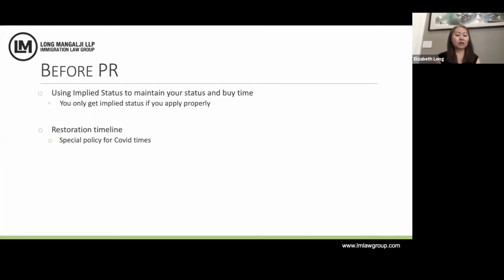Okay, there is a special policy for COVID so that if you lose your status right now, you have until the end of the year to file the restoration. Normally it's 90 days, but right now it's until the end of the year, if you have lost your status after January of this year, okay? So this is the restoration.